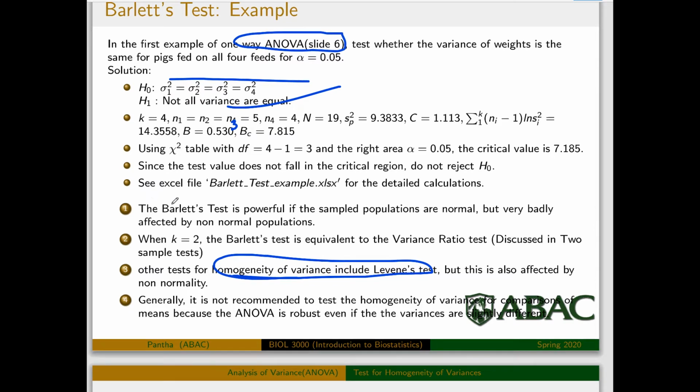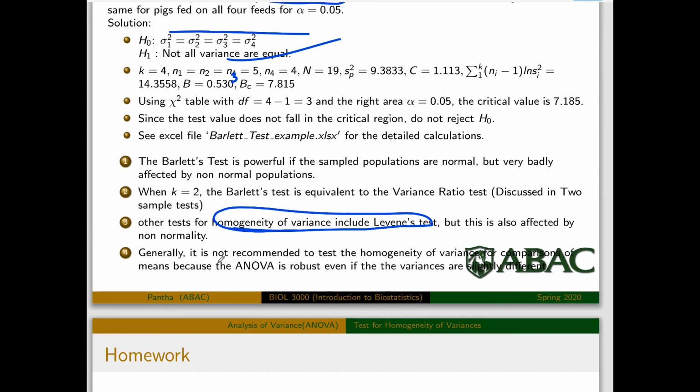And since the test value does not fall in the critical region, we do not reject the null hypothesis. The Bartlett's test is powerful if the sample populations are normal, but very badly affected by non-normal populations. When k equals 2, if there are just two samples, the Bartlett's test is equivalent to the variance ratio test discussed in the two sample test. Do you remember comparing the two variances in the two sample test? When k equals 2, Bartlett's test gives exactly the same value as that test.